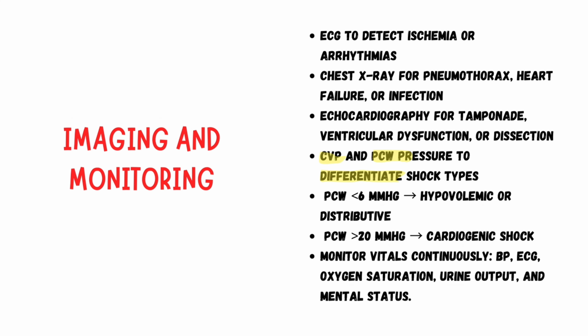Central venous pressure and pulmonary capillary wedge pressure can help differentiate types of shock. For example, if PCW level is less than 6, it is the case of hypovolemic or distributive shock. If PCW level is more than 20, it is the case of cardiogenic shock. We should always monitor vitals continuously, like blood pressure, ECG, oxygen saturation, urine output, and mental status.